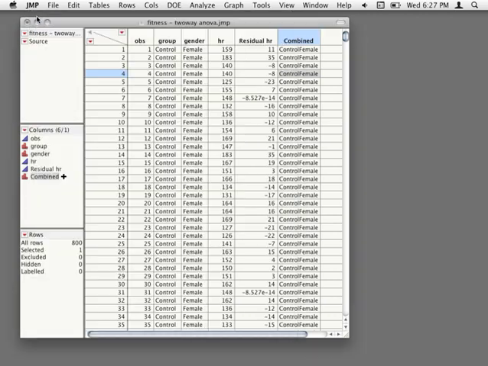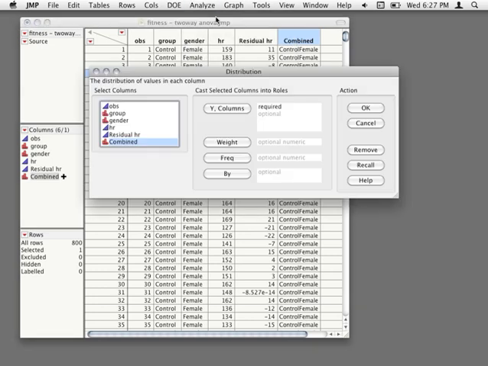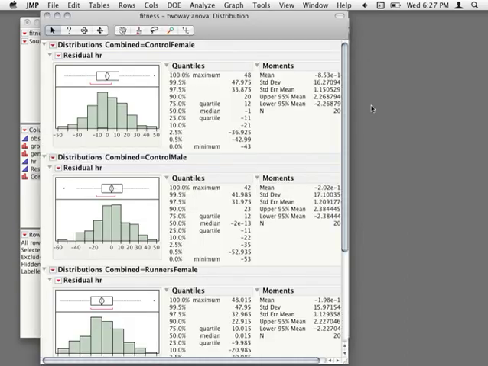make whatever decision you're going to make, close that out, and go back into Distribution. What we're going to do is split our file using the By section with our combined variable. So now it's going to split for every cell in our design. And we're going to look at the residuals now split by that combined variable. So we're going to get 4 plots.